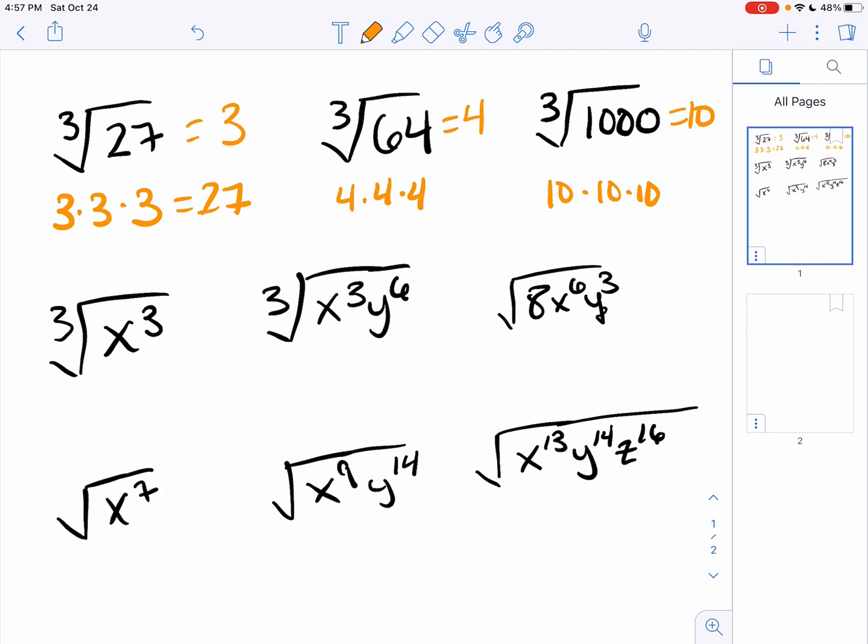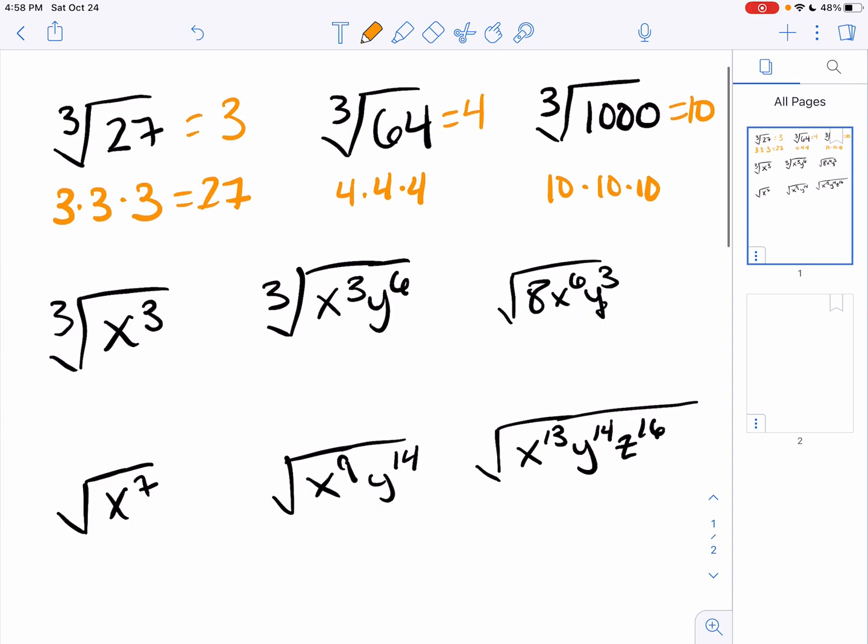And then we have variables in our situation. Any variable with an exponent that is divisible by 3 will come out of a cubed root. So x to the third is divisible by 3. The cubed root of x to the third is x, because x times x times x is x to the third. The next one, x to the third, is once again a perfect cube, so we can take the cubed root, which is x.